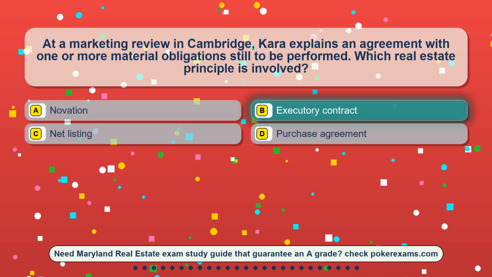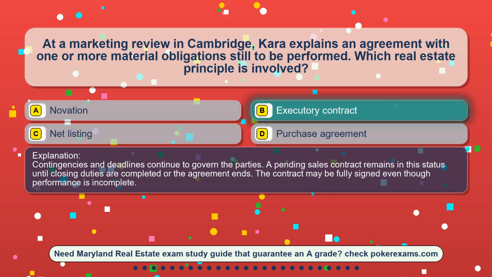The correct answer is option B, executory contract. Contingencies and deadlines continue to govern the parties. A pending sales contract remains in this status until closing duties are completed or the agreement ends. The contract may be fully signed even though performance is incomplete.